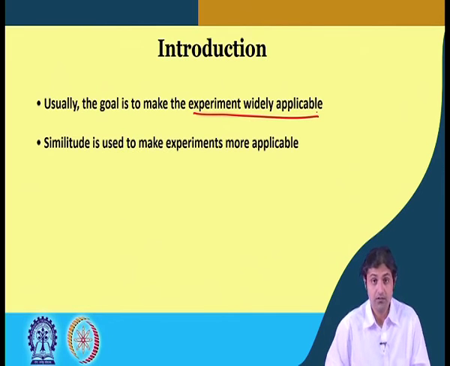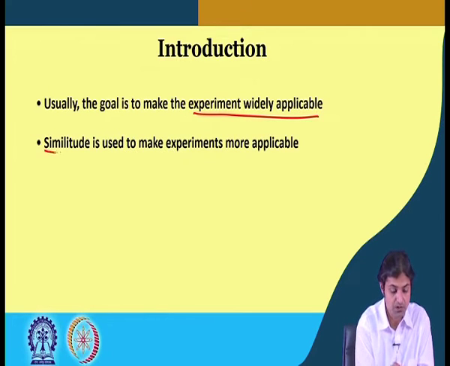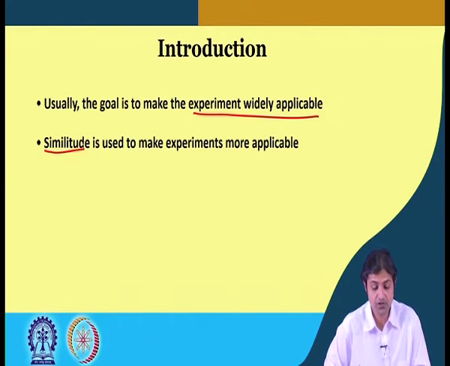And one process to do that is called similitude. So, similitude is a process which is used to make experiments more applicable. In this week, this module where we are going to investigate the dimensional analysis, we are going to see in detail what similitude is, but for now just take that it is a process which is used to make experiments more applicable.